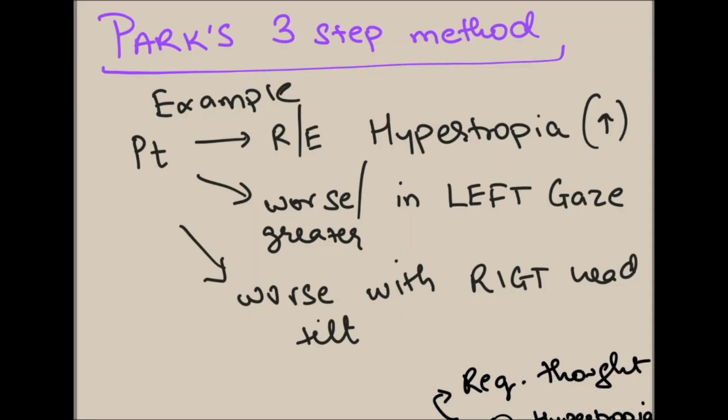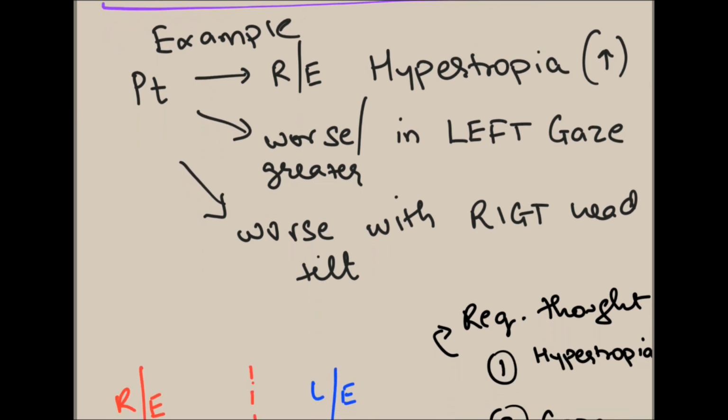Hi everyone, let's learn how to use Park's three-step method to solve some difficult squint related questions. So let's take an example of a question here. A patient comes to you with right eye hypertropia, which is worse in the left gaze, worse meaning that it is greater in the left gaze, and it is worsened with a right head tilt.